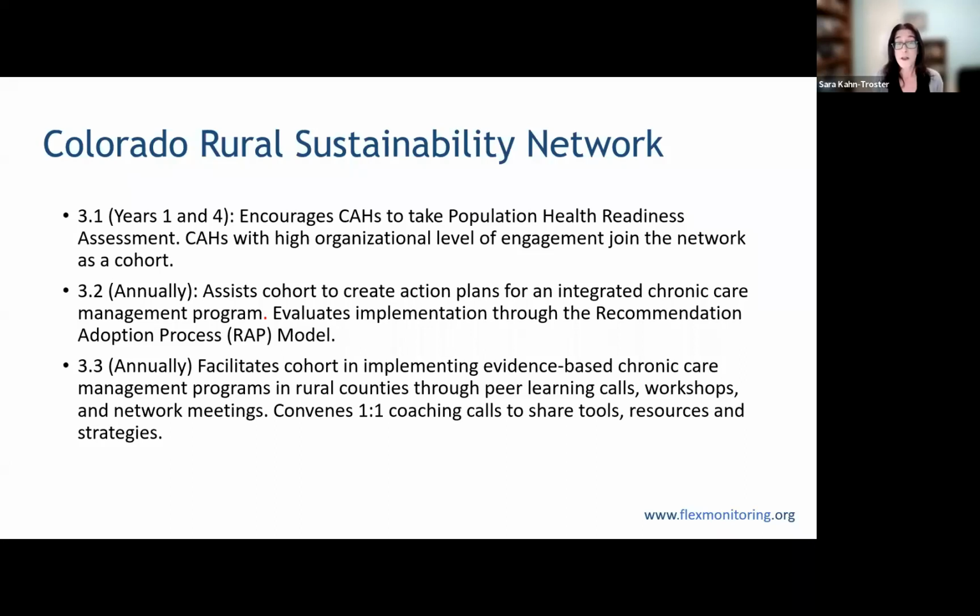In subsequent years, Colorado planned to work with the participating CAHs in cohorts to implement chronic care management programs via peer learning calls, workshops, network meetings, and one-on-one coaching calls.